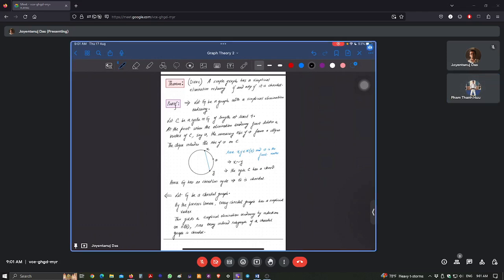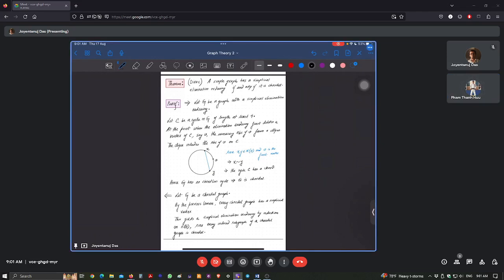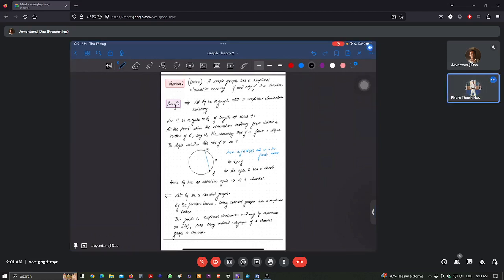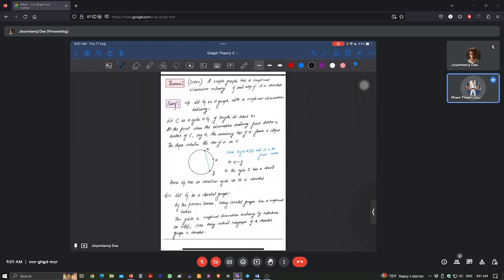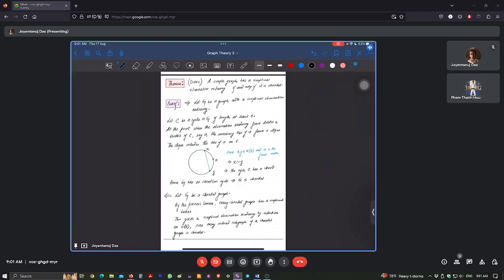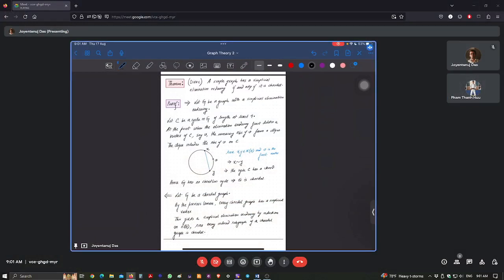Okay, so omega of G, I think we defined to be the clique number, right? Omega of G is the clique number, the largest clique that is inside the graph. The clique number of a graph we defined as omega of G. So it is the highest size of the clique that is available.